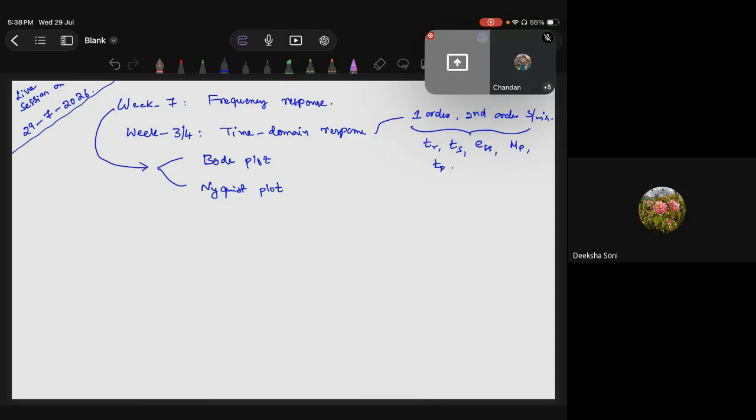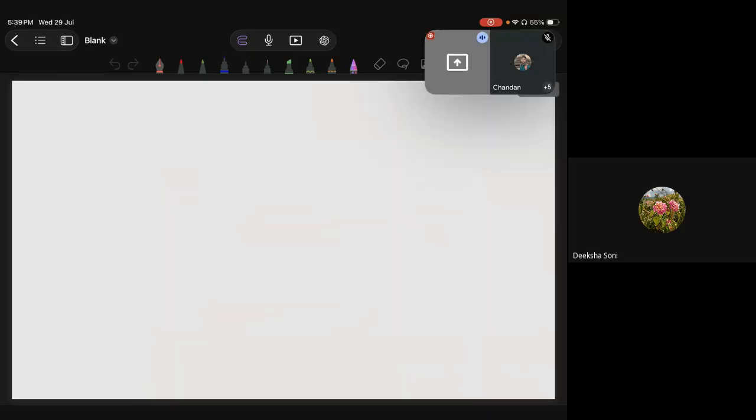Okay. So let us consider first Bode plot. I'm not explaining the theory behind that. Once we solve the complete problem, you'll understand what it is. Okay. So Bode plot. Okay. So example.